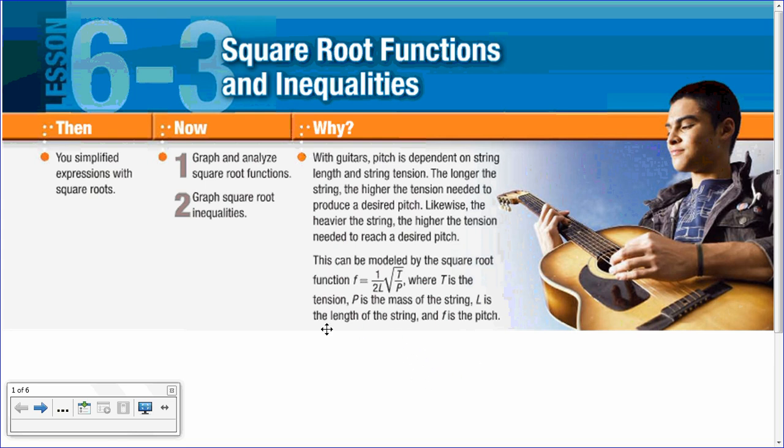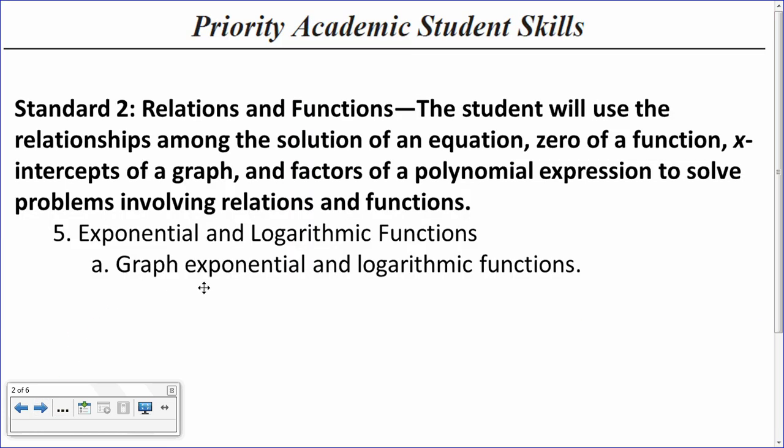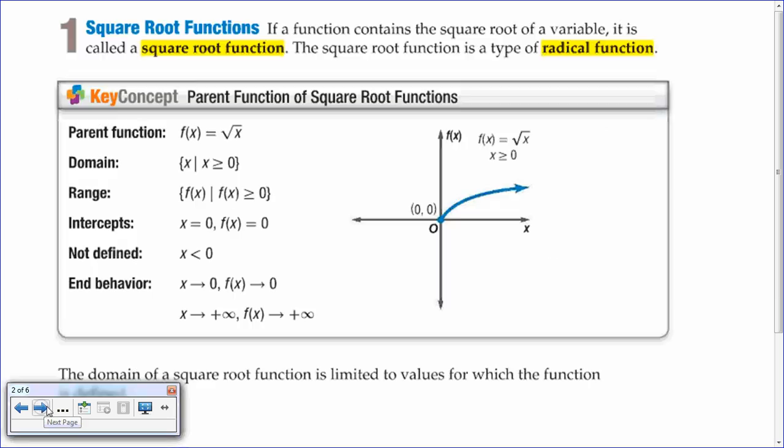For today's lesson, lesson 6.3, we're going to be graphing square root functions and inequalities. I'm going to try to make this as simple as I possibly can. Before, we worked with square roots, now we're going to be graphing these things. You can see by past skills, 2.5a, we're supposed to be able to graph exponential and logarithmic functions. Square root is considered an exponential function.